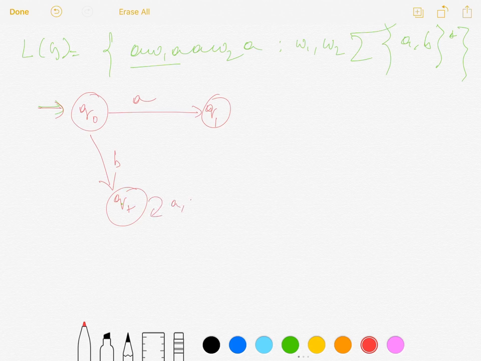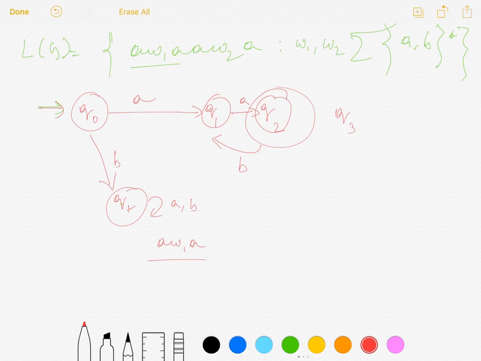At Qt, it will be AB. If it gets another A, it goes to Q2. And at Q2, if it gets a B, then it returns back. That is for A omega 1 A. Now, A omega 2 A will also be the same thing.